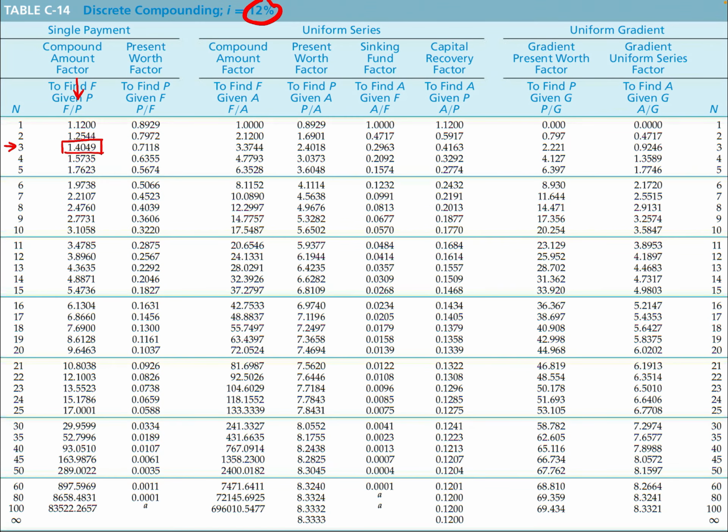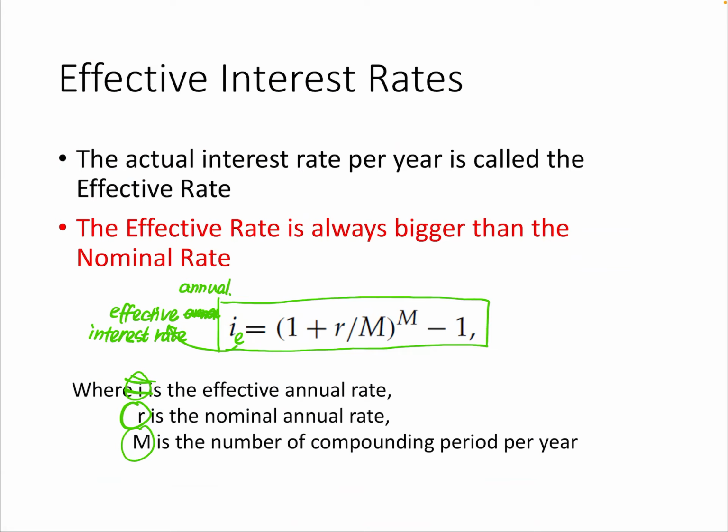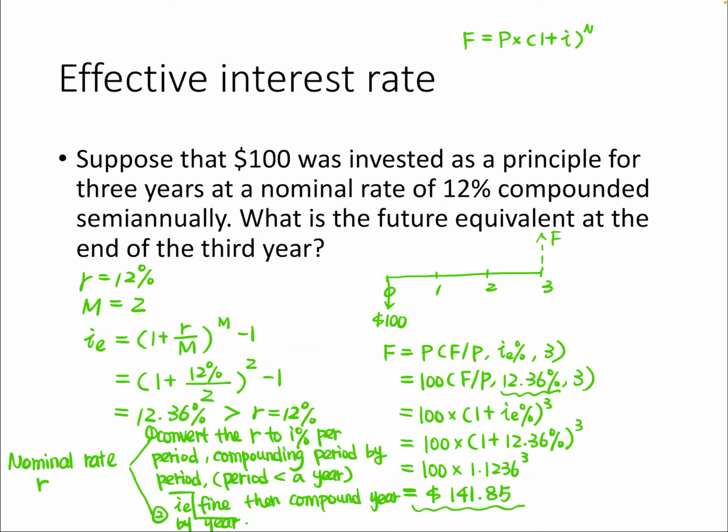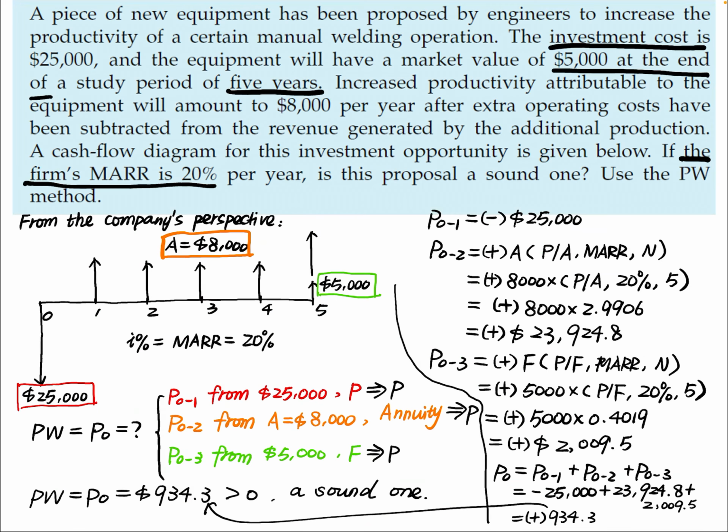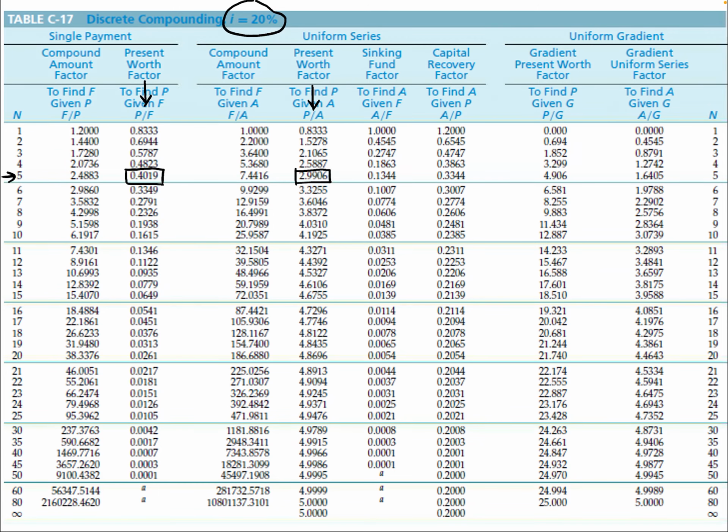And then we introduced the formula to calculate the effective interest rate. So to use that, you need to determine what is R, what is M, and you want to practice on this problem, okay? And this is another example about converting multiple cash flows to a present worth. Okay, try to see if you can follow the steps and you can get the same answer.